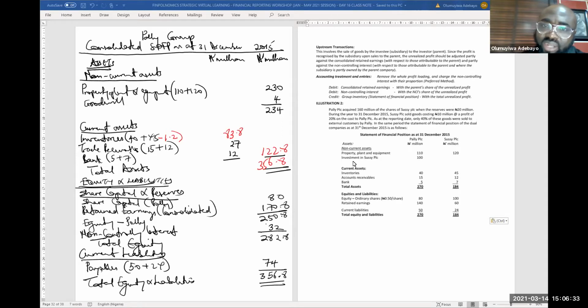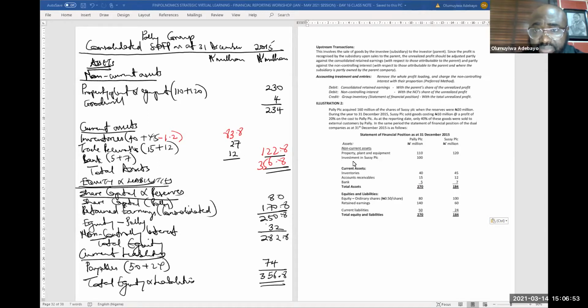Now, today we are looking at an upstream transaction. What is an upstream transaction? This is a transaction where the reverse is the case. The seller, in this case, is the subsidiary, while the buyer is the parent. Therefore, what is the significance of that? Probably when we get to the bridge, we'll cross it.